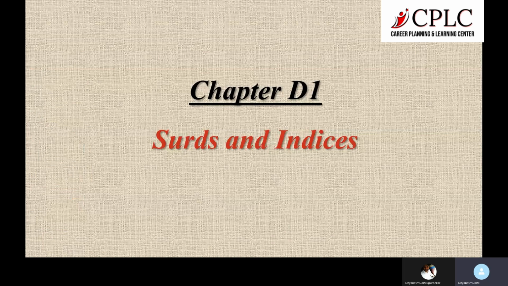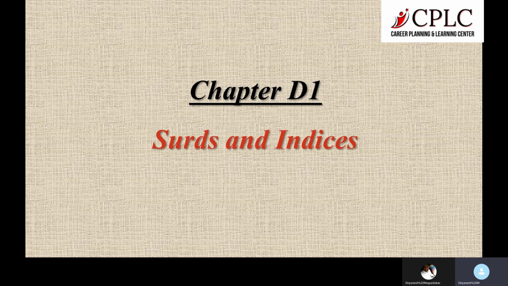We are starting with a new module, and the module is chapter D. In that, the first topic we are studying is D1, which is Surds and Indices. It's a pretty simple, straightforward formula-based topic. All you have to know is the different formulae for different types of expressions and some bit of solving practice so as to make things easier for you.